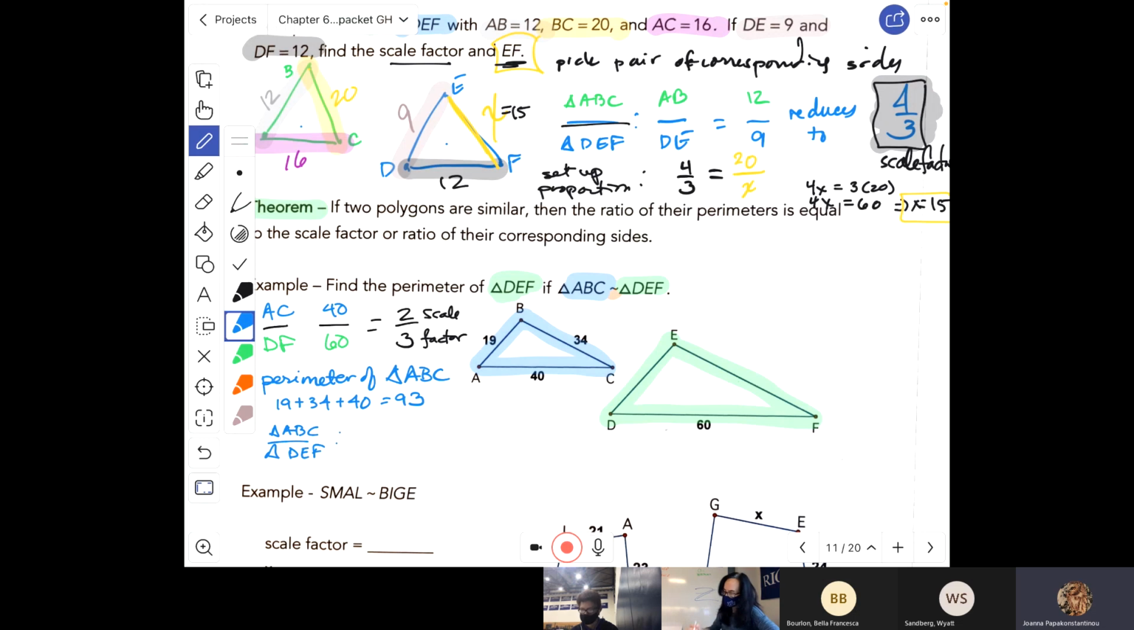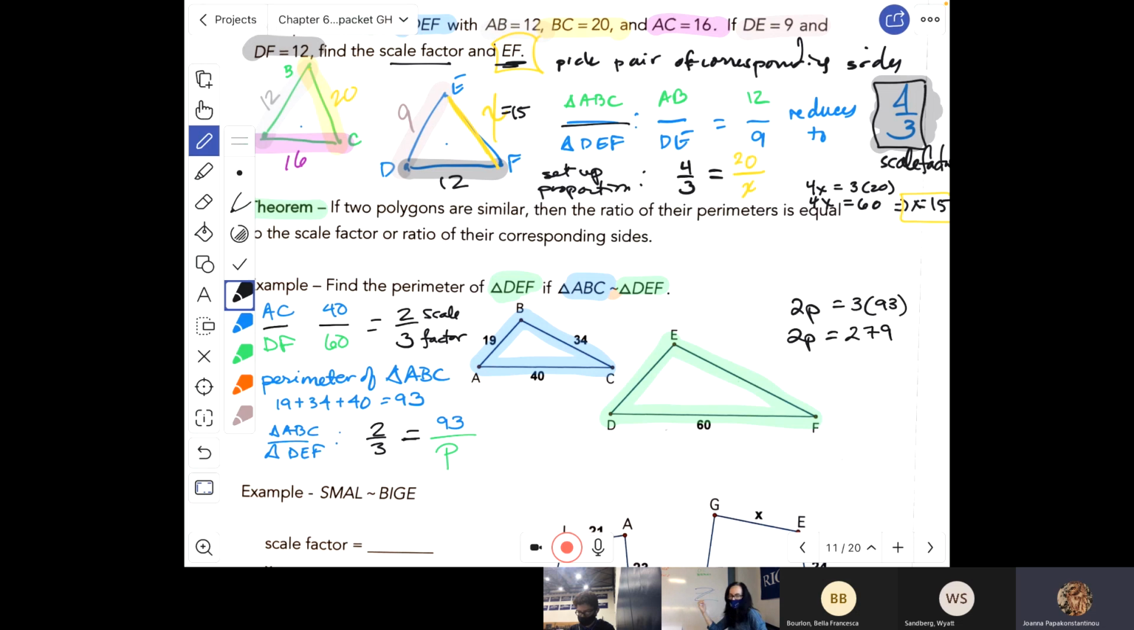I'm going to set up a proportion. So I write my scale factor, and that's going to be equal to, well, if I'm solving for the perimeter of the green triangle, I'm going to take the perimeter of the blue triangle over, I can call that P, perimeter of the green one. Cross multiply, so that's going to give me 2P equals 3 times 93. So 2P equals 279.